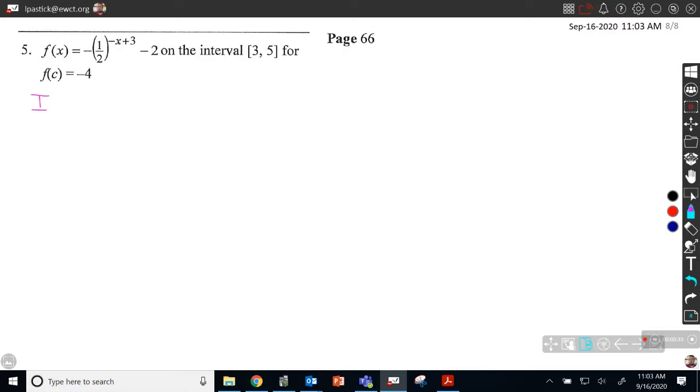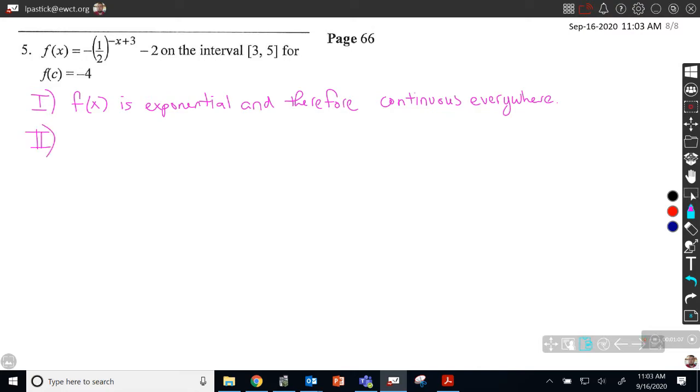So step one, f of x is exponential. I'm just going to be very formal again with all of this. And therefore, continuous everywhere. Cool, so that's step one. So far the intermediate value theorem does apply and we're in good shape.